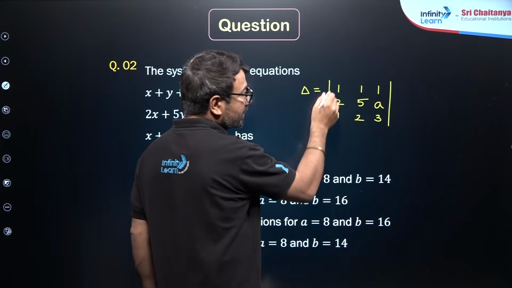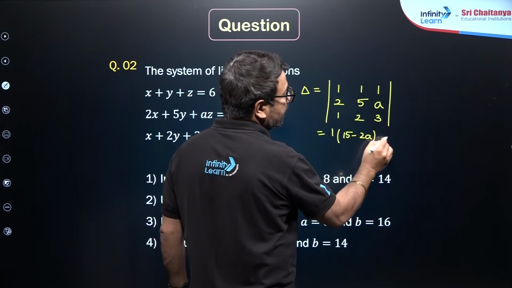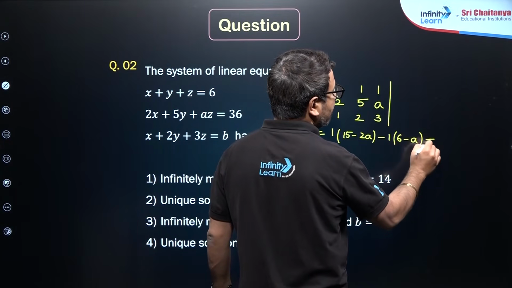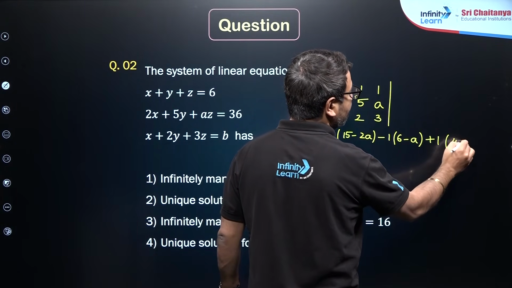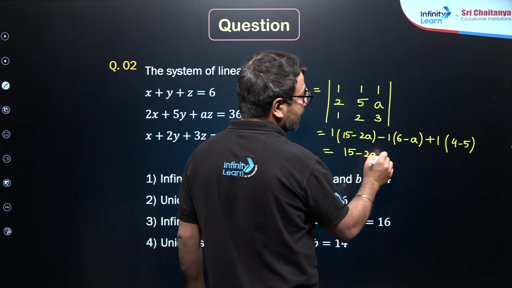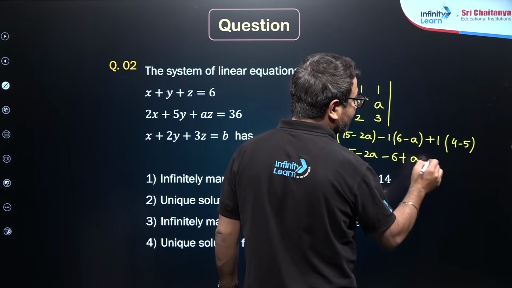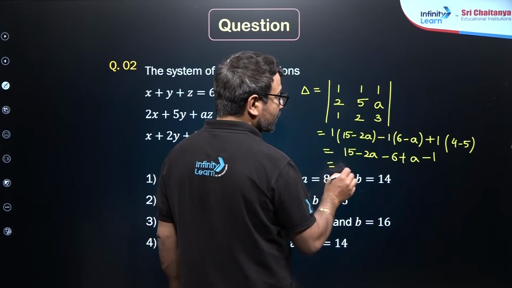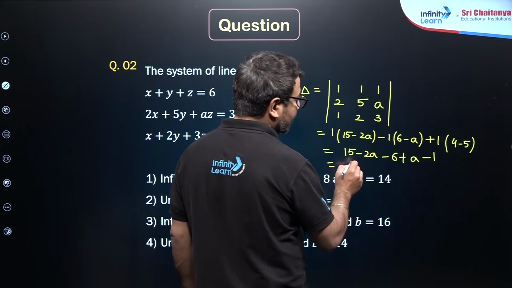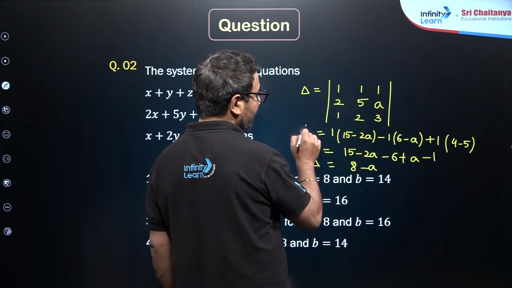So let's open up this bracket. You will observe that 1 times 15 minus 2a, then minus 1 times 6 minus a, and then plus 1 times 4 minus 5. So over here you will have 15 minus 2a, then minus 6 plus a, and then 4 minus 5 which is negative 1. So 15 minus 6 becomes 9, 9 minus 1 becomes 8. 8 minus a is the value of delta that you have got.